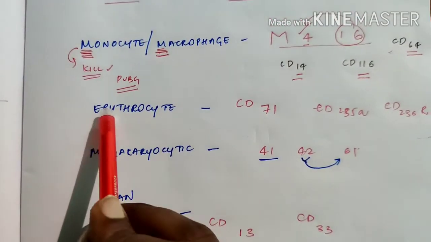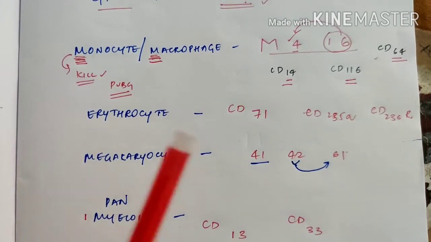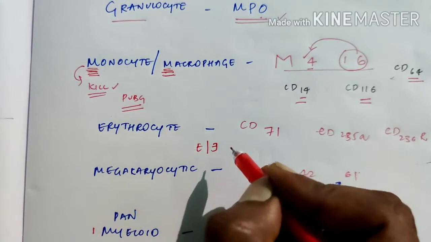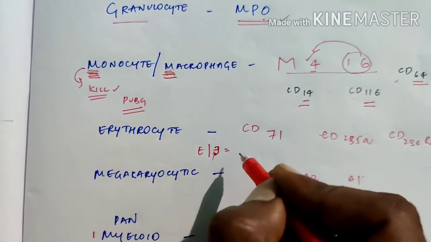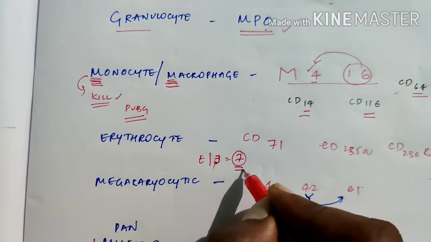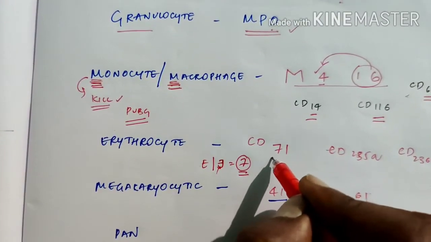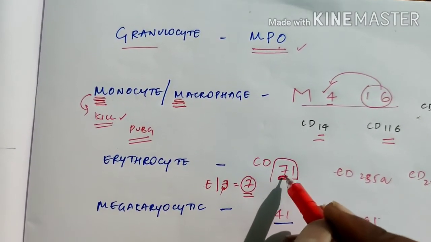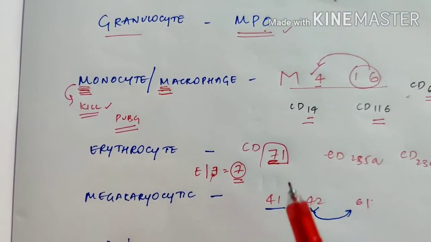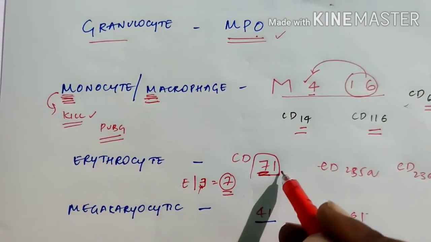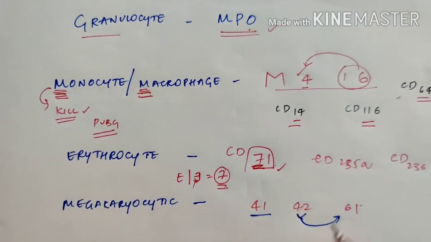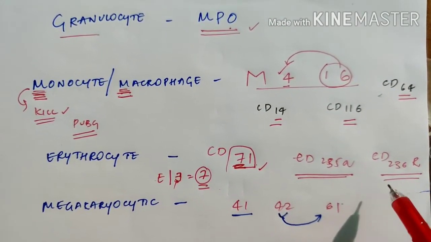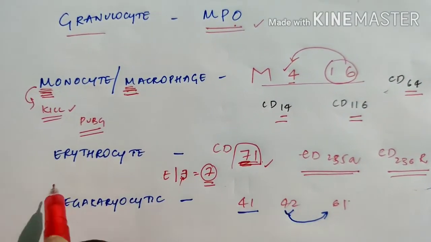Then there comes the erythrocyte. Erythrocyte, you reverse the erythrocyte, you remove this small tag, then you'll get 7. So 71, the marker with 7 in it as its first number is the only marker I think you should remember for NEET PG. So CD71 is for erythrocyte. CD235A, CD236R, it's okay, you can remember. But CD71 you should remember for erythrocyte.